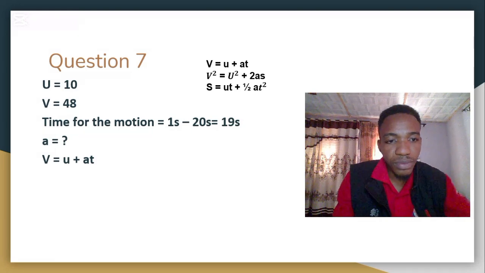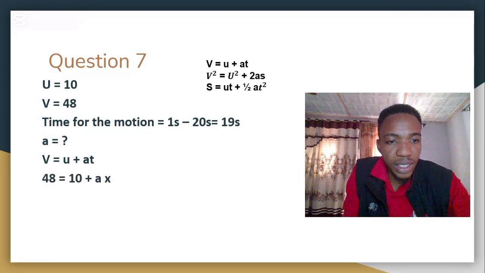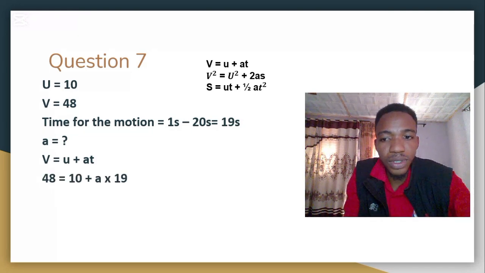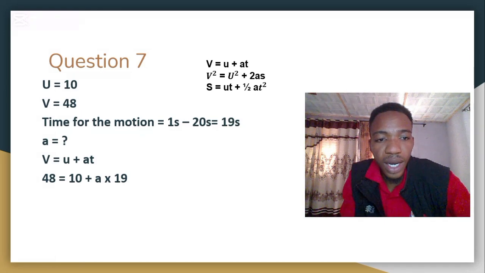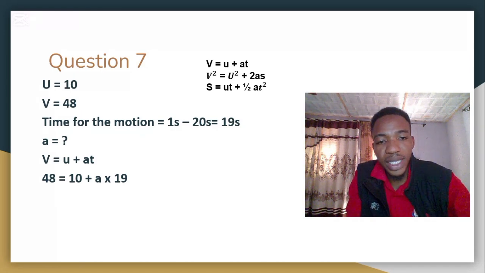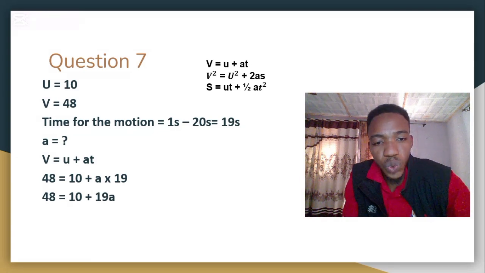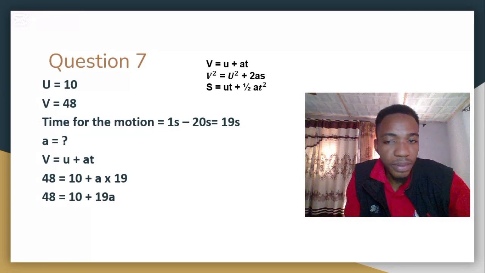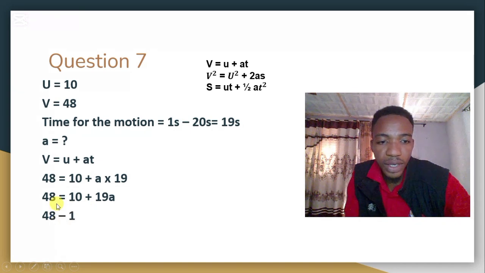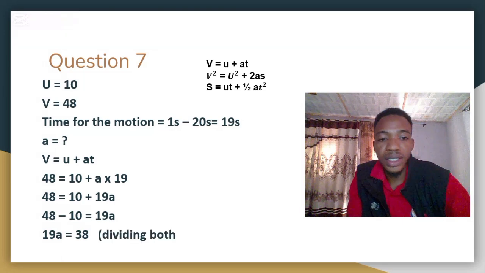So our v was given as 48. Our u is 10. Substituting that in the equation, you have 48 equals 10 plus a times 19, which is the time. So from there, collecting like terms and bringing 10 to meet 48, you have 48 minus 10 equals 19a. Then we can say that 19a equals 38. I just rearranged this.